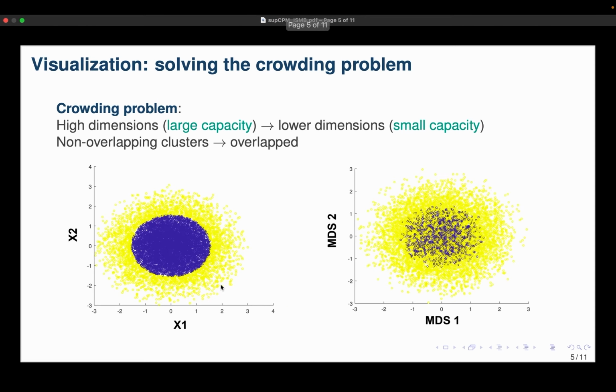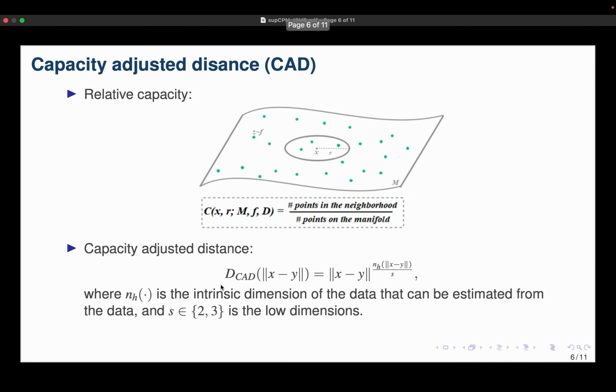And we believe that these problems are partially caused by the crowding problem. Here is an example of the crowding problem. The data is a three-dimensional ball with two layers. Yellow points are at the outer layer and the blue ones are in the middle. When projected into two dimensions using MDS, these two non-overlapping groups will overlap. This is because the low dimensions don't have enough space to hold as many points as the high dimensions while keeping the distance relationship. We say low dimensions only have a small capacity, which will cause the crowding problem.